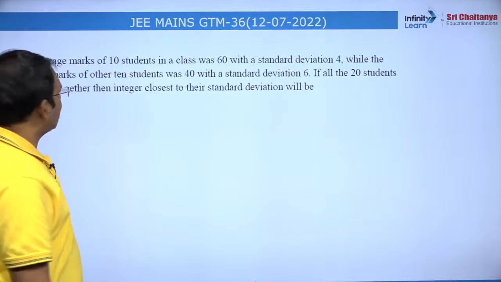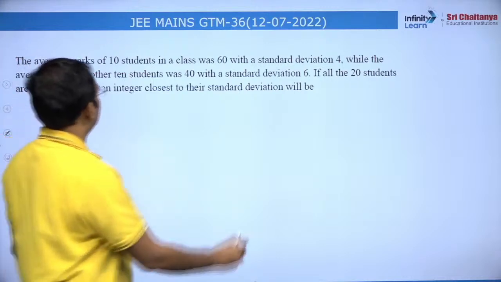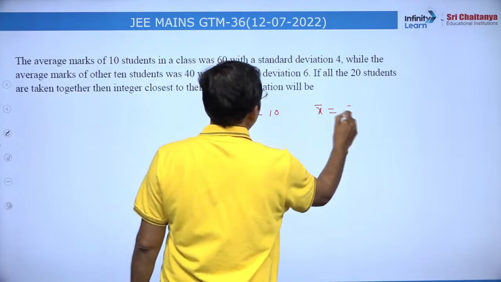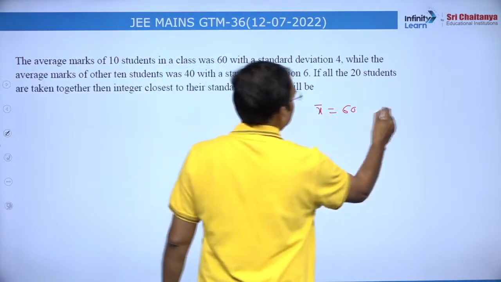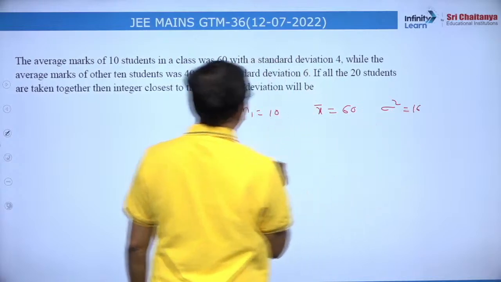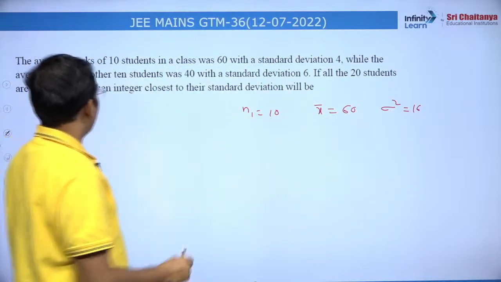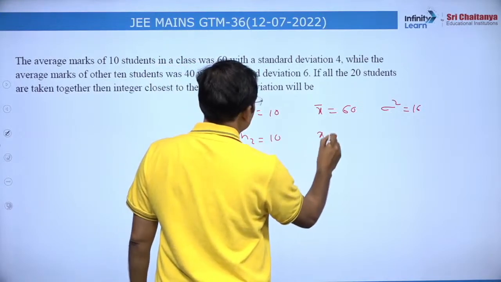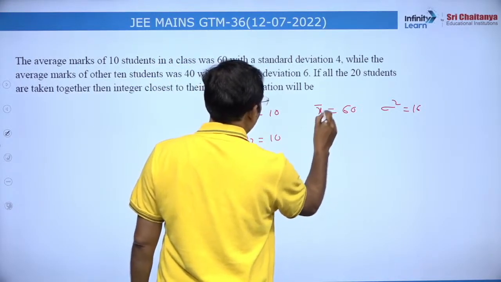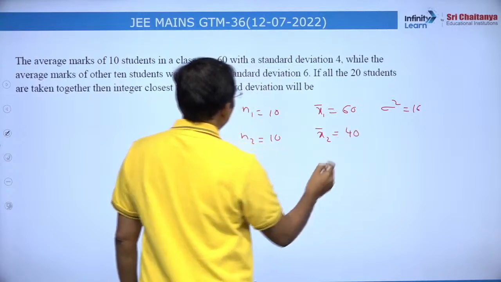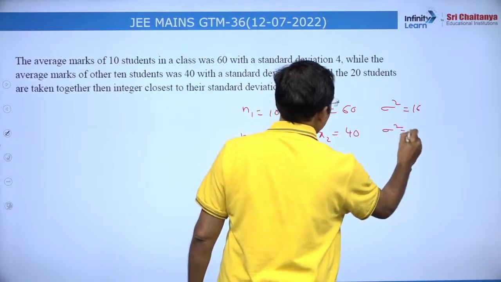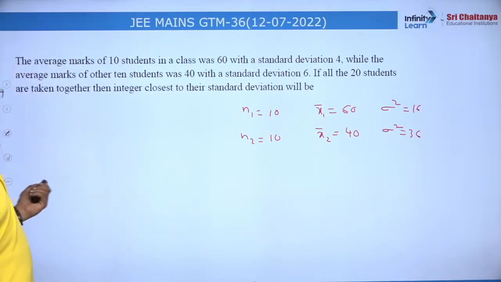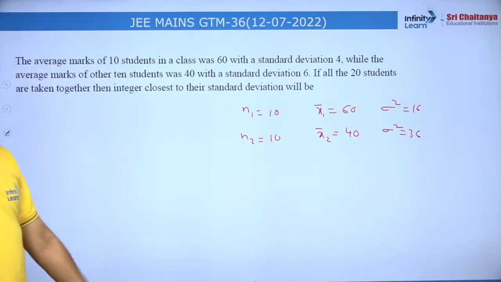Okay. Next, my dear friends, the average marks of 10 students is 60 and the standard deviation, that means variance, is 16. And the average marks of another 10 students, N2 equal to 10, with x2 bar, let me write, which is 40, and the variance is 36. Now, he is asking for all the 20 students taken together, what is the standard deviation?